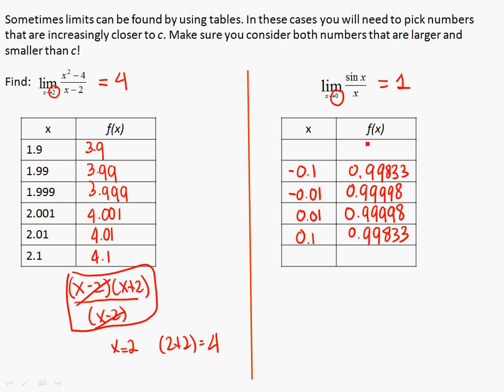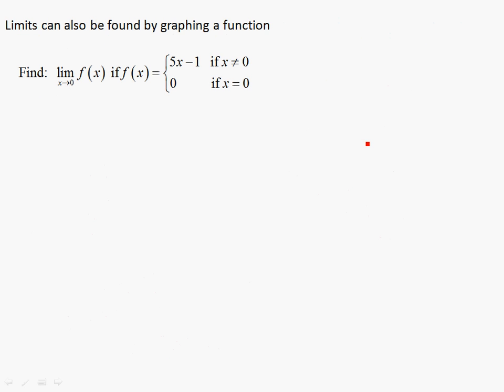Alright, so this is based on tables. On tables it's really not that hard. You just use your calculator, plug stuff in and see what happens. You can also find a limit by graphing a function. So this one says find the limit when x goes to 0, and this is called what kind of a function again? Yeah, this is a piecewise, right?